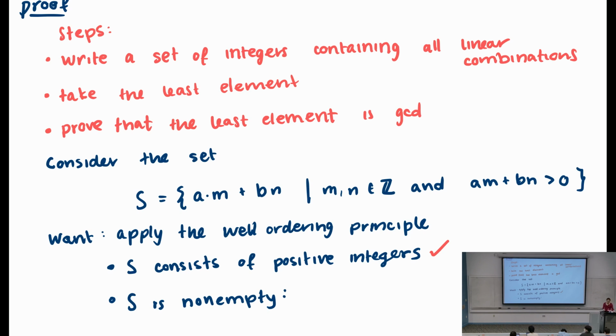So let's say we compute, for example, just A plus B. So if this was positive, then we're good. And if it's negative, then minus A minus B is in S.